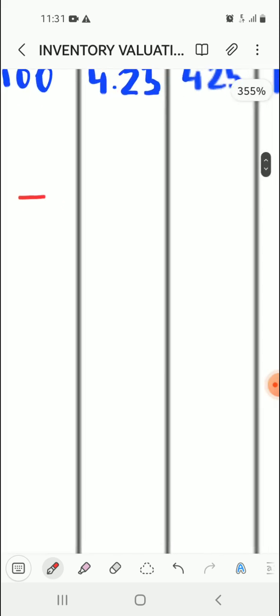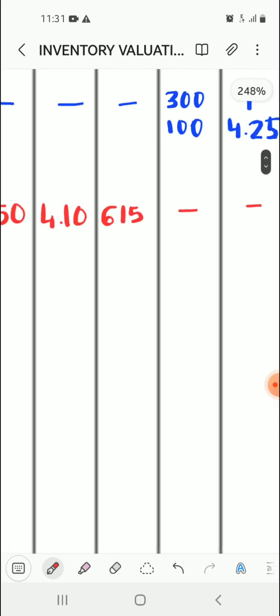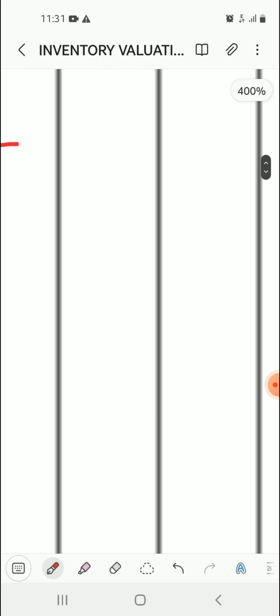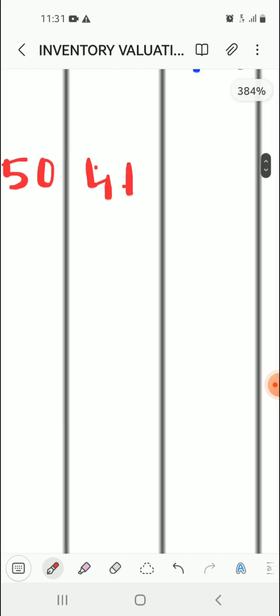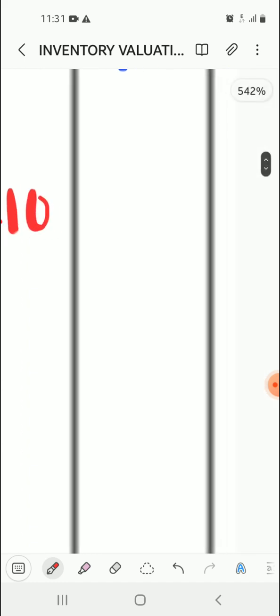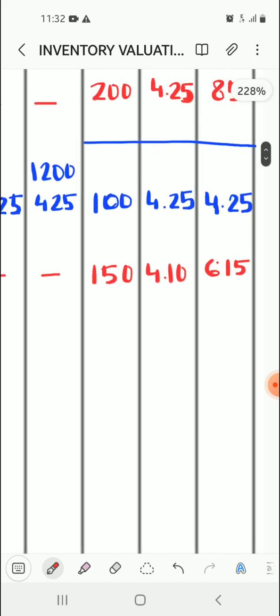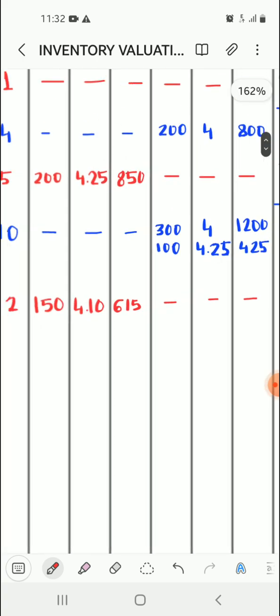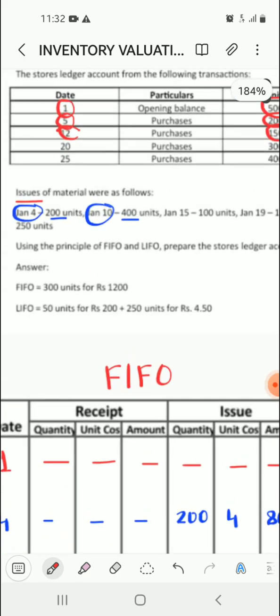Nothing issued on that date, so nothing to be written on these three columns, and simply copy this in the balance column. 150, 4.10, and then multiply it, it will be 615. So we are done with 12th. Now we're going to move to the next date.